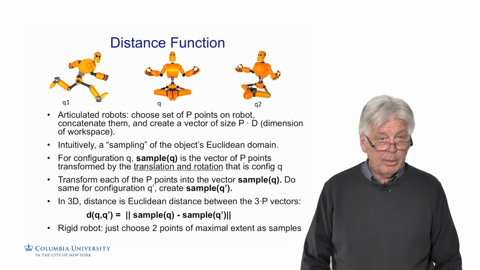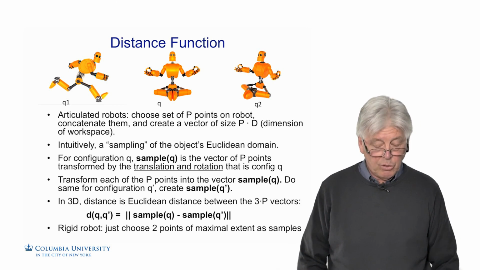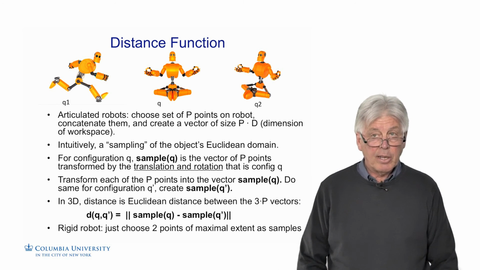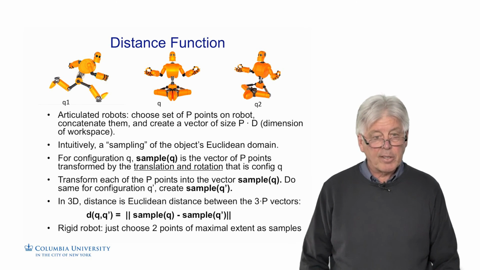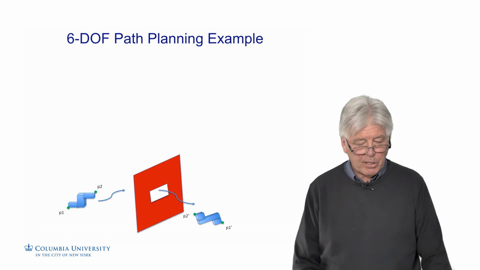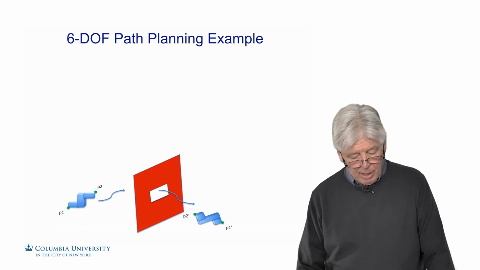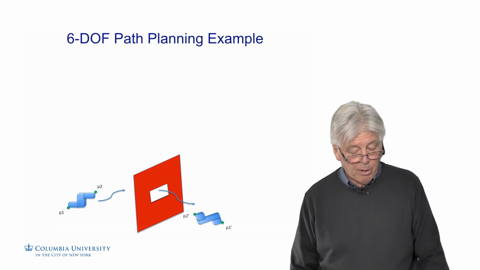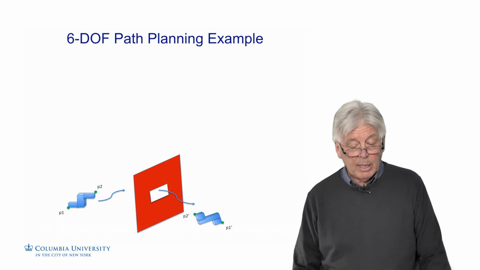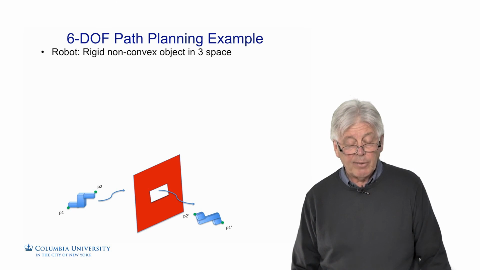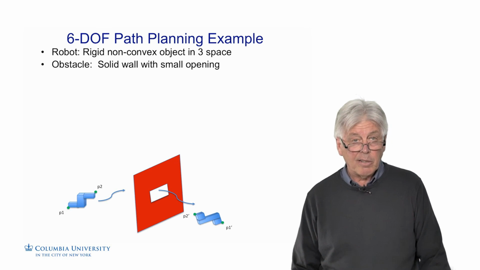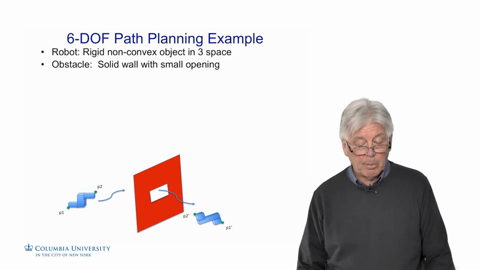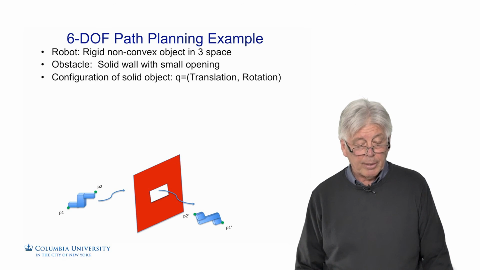Now for a rigid robot, even though it's in 3D, you just have to choose 2 points of maximal extent, because they can serve as the sampling that will say how much this robot has moved, and we'll show you an example of that. So here's a 6 degree of freedom path planning example. We have this rigid object, not articulated, which has a number of parts, and we have to get it through this small hole in this wall. So the robot is a rigid non-convex object in 3-space. The obstacle is a solid wall with a small opening, and this is a fairly interesting and tough path planning problem because there's no obvious solution to it.